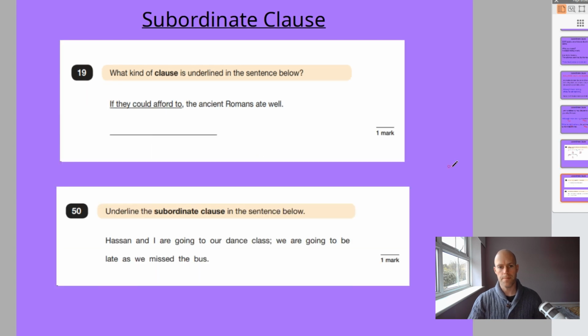A couple more, kind of obvious, maybe. What kind of clause is underlined in the sentence below? Well, it's either going to be a main clause, a relative clause, or a subordinate clause. So have a little look. It says, "if they could afford to." And the test you're going to run in your head is, could I just go up to somebody and say, "if they could afford to"? I couldn't say that because somebody would be expecting more detail from me. So that is a subordinate clause. Subordinate.